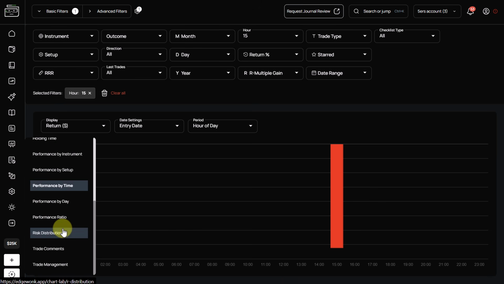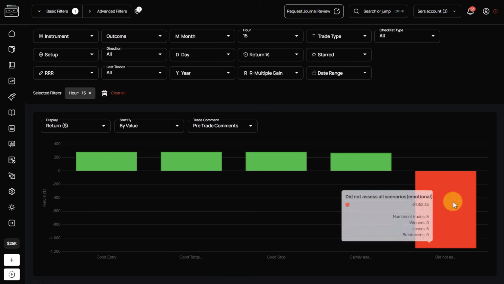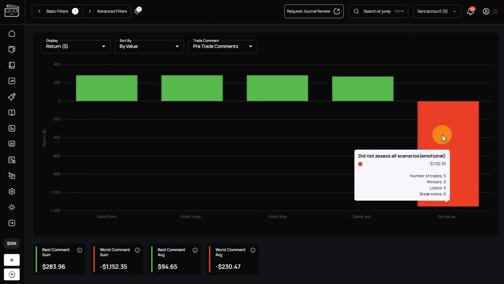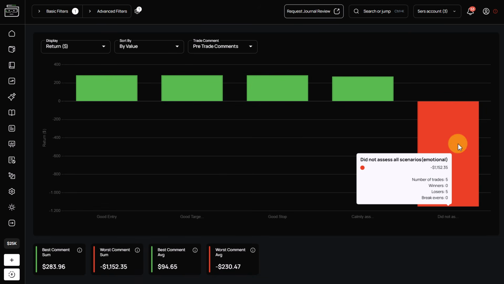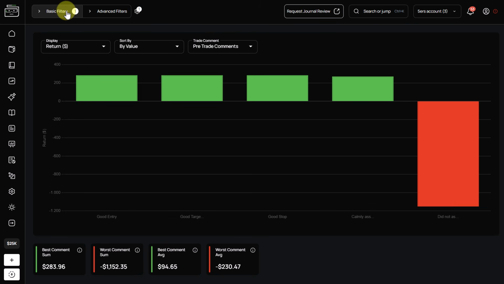We go back to our comments section. And what we can see when we close this, we can see better. Half of those trades tagged did not assess all scenarios. So again, those are trades that he took that are against his trading plan and don't fully match his trading strategy. But we can take this one step further.